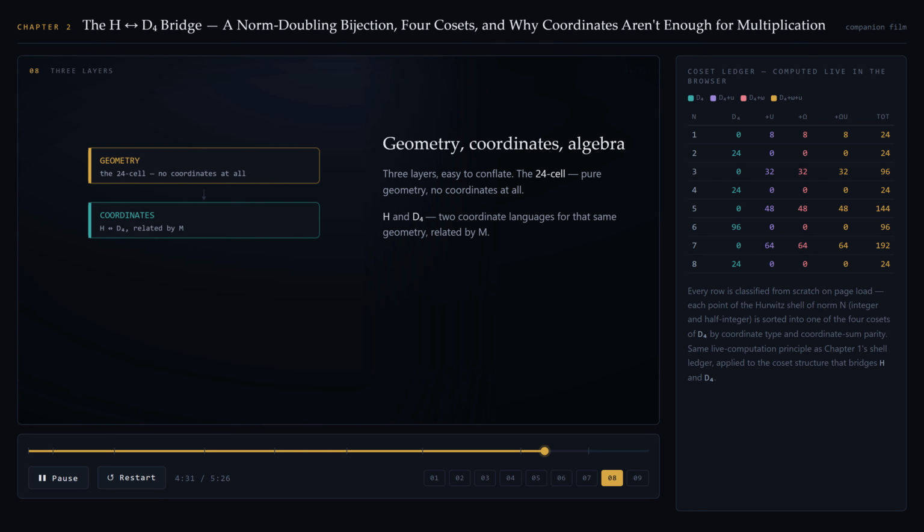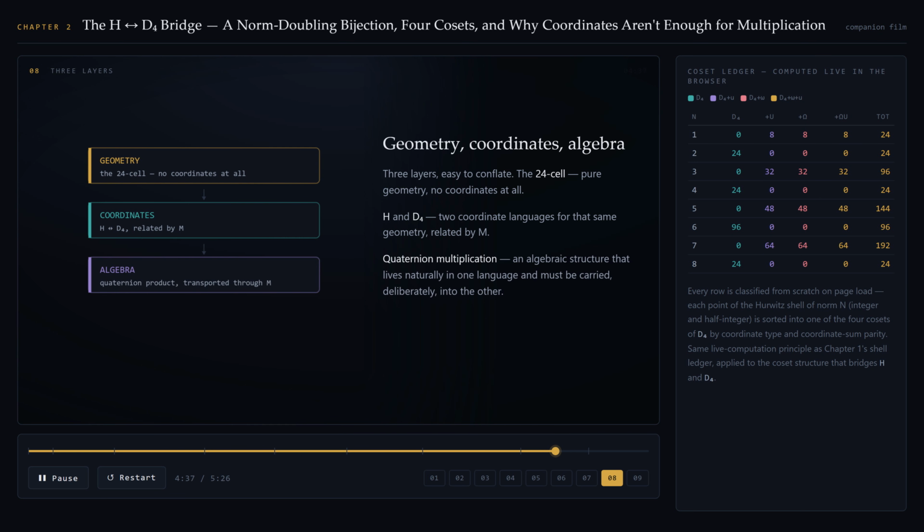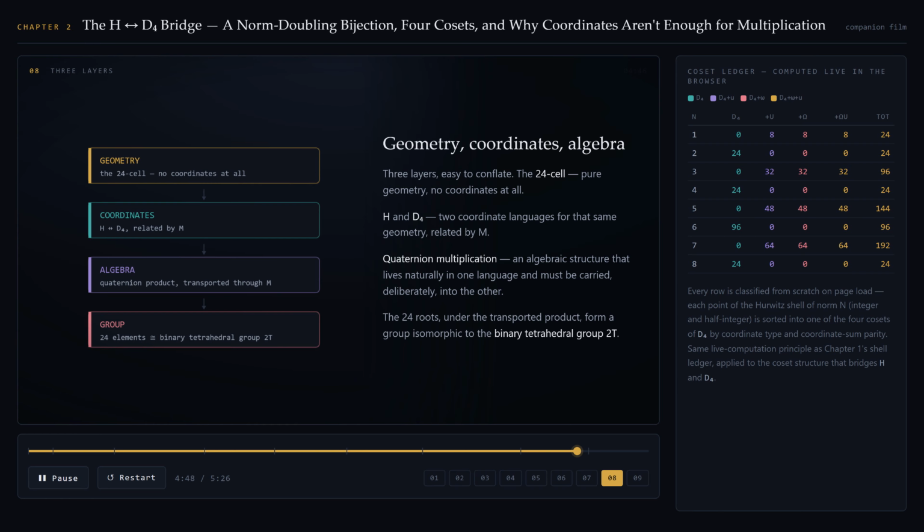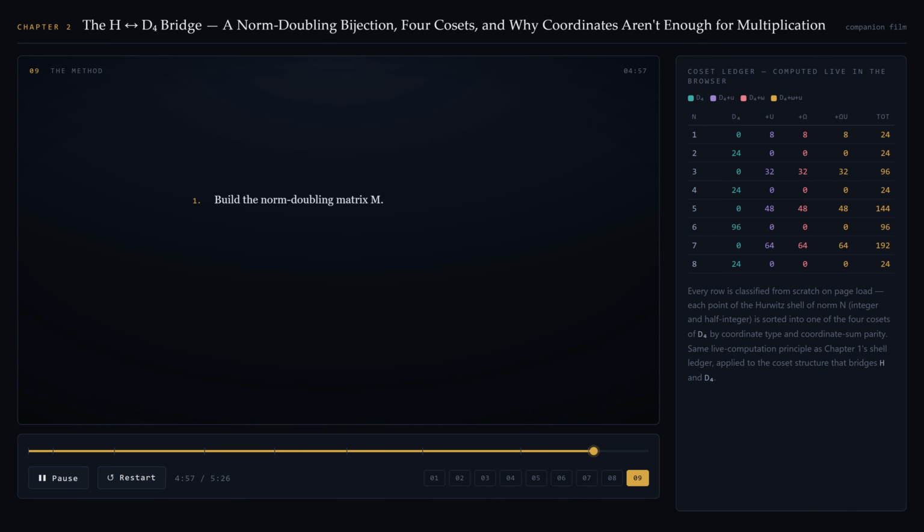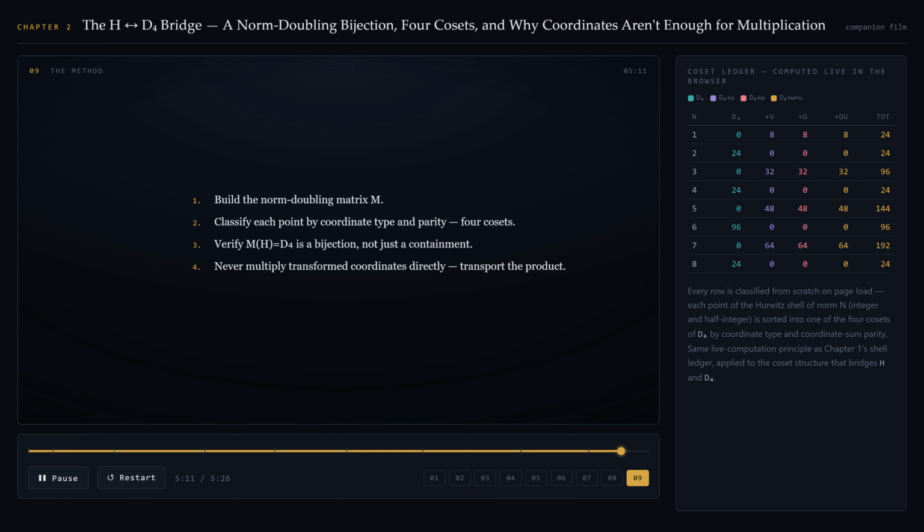So transport the multiplication instead. Map back with M inverse, multiply in H where it's valid, map forward again. X star Y equals M applied to M inverse of X times M inverse of Y. For our pair, M inverse of the first root is 1, M inverse of the second is omega, and their Hurwitz product is omega. M of omega equals (1,1,1,1)-type root back on the root lattice. Closure restored exactly. Not by accident, by construction.